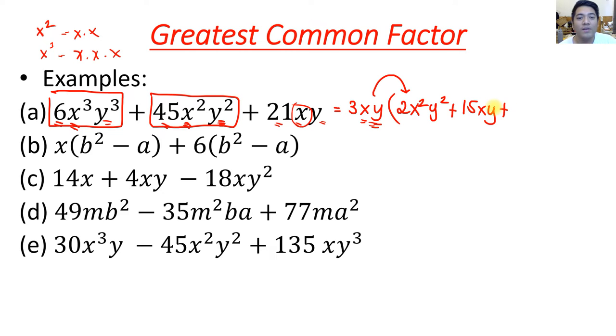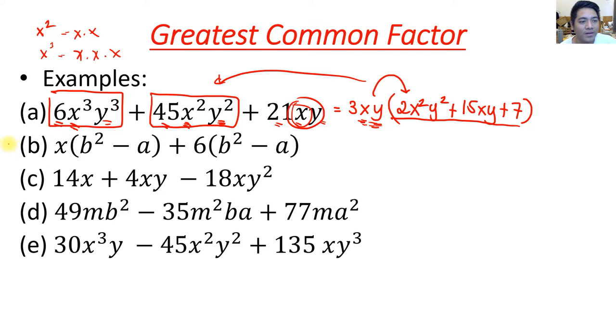And last but not least, we have 21xy, wherein I factored out 3, so this becomes 7, because 7 times 3 is 21. And the xy here, I factored it out, so I don't have anything to write here because I factored out 1x and 1y already. So if I distribute 3xy into this expression, I'll be going back to the same original form. That's how we do the greatest common factor.